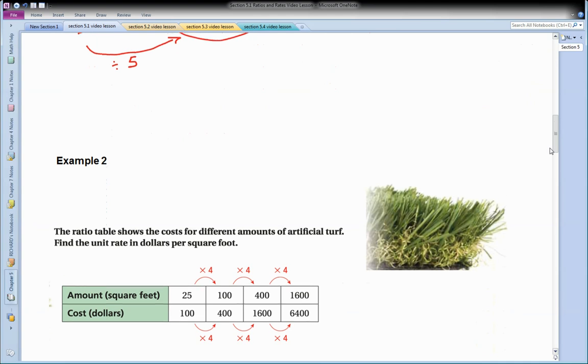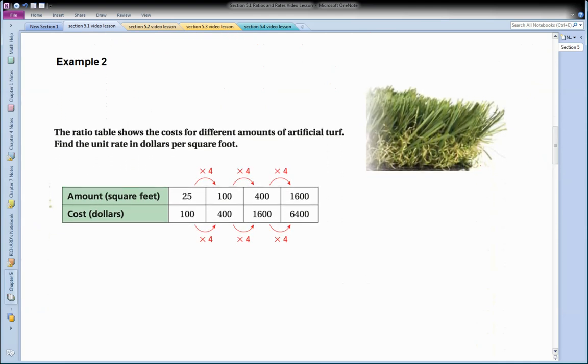Let's look at another example. So example 2, ratio table, which is something that you had an entire section on last year in 6th grade math. Ratio table is a very powerful tool. You should be very comfortable using them.